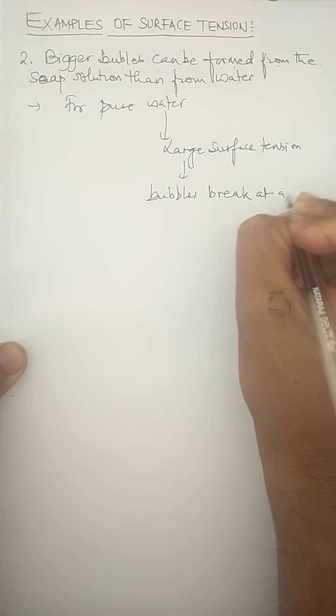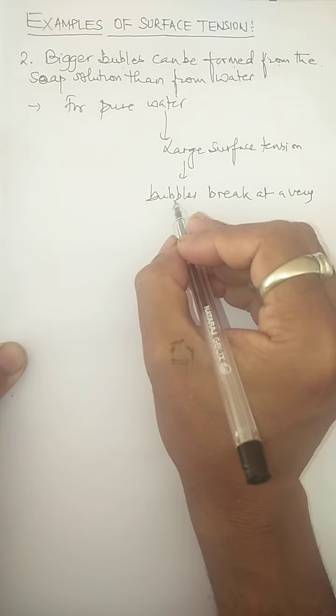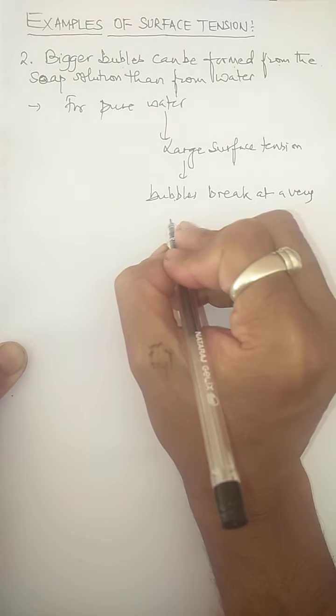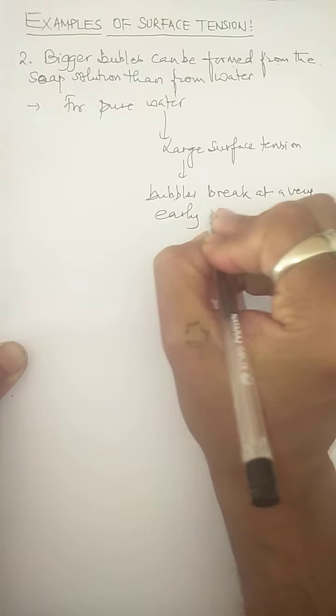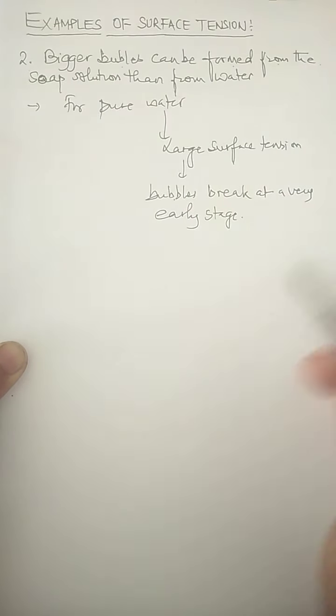at a very early stage. It means bubbles of water form very small and break at an early stage, due to the large surface tension of water.